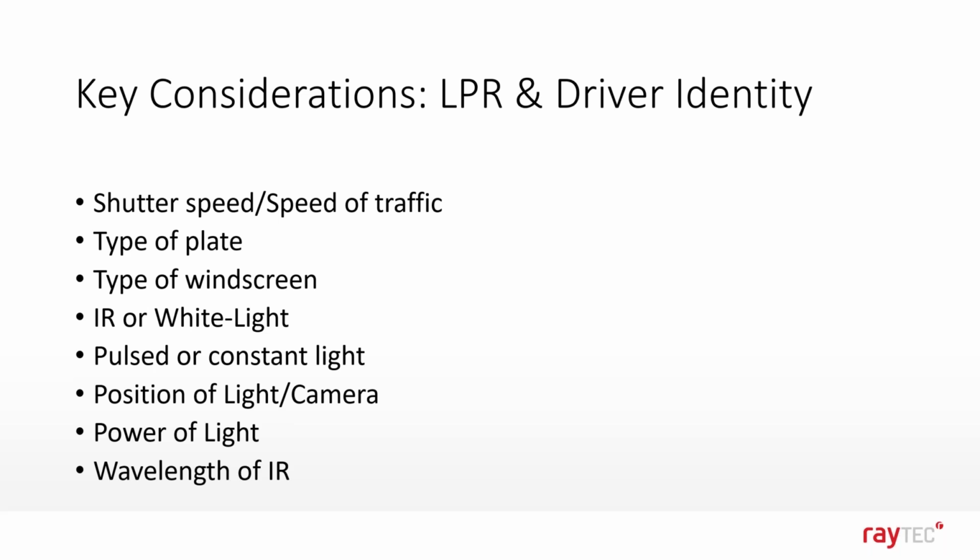Type of plate is important as well. Getting license plate recognition in the UK is quite easy because the plates are made of only 2 colors. You can use a black and white camera with infrared to get that. It's highly retroreflective, so it's very easy to do.